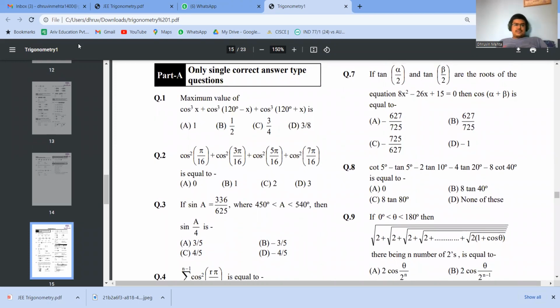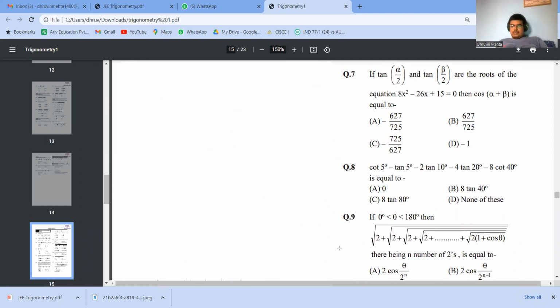We should take this question 7. If tan alpha by 2 and tan beta by 2 are the roots of this equation, then what is cos of alpha plus beta? Let's see if you remember a little bit of quadratic also. So tell me, guys, what should we do? Roots of equation is what it says.